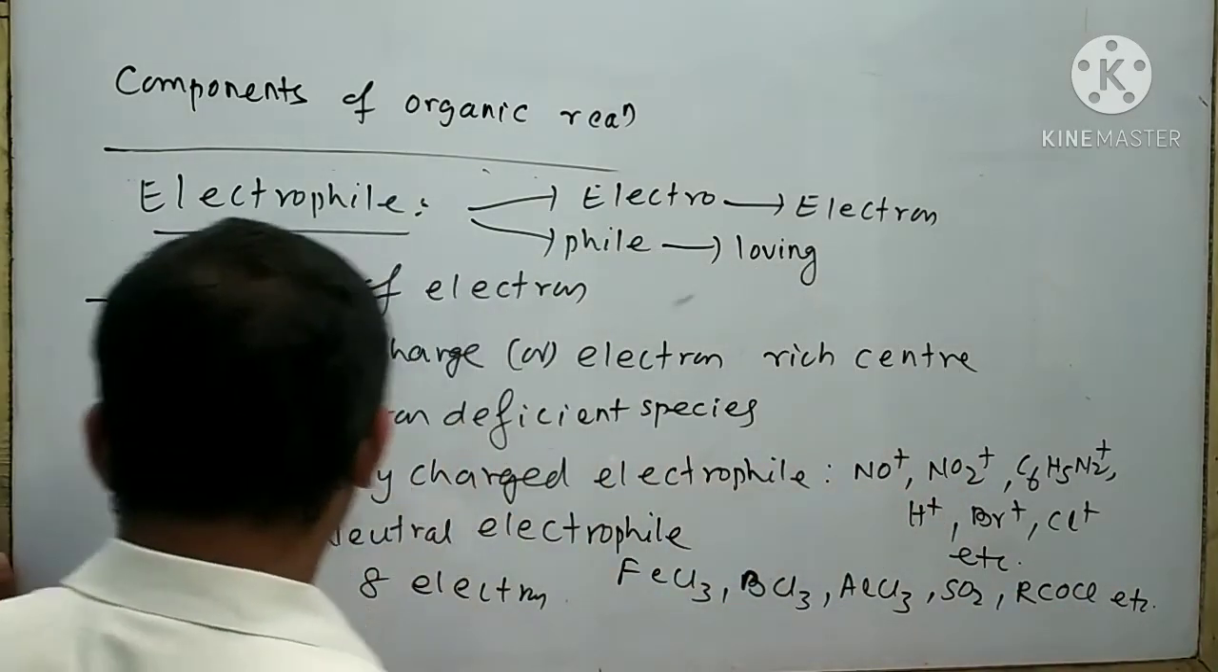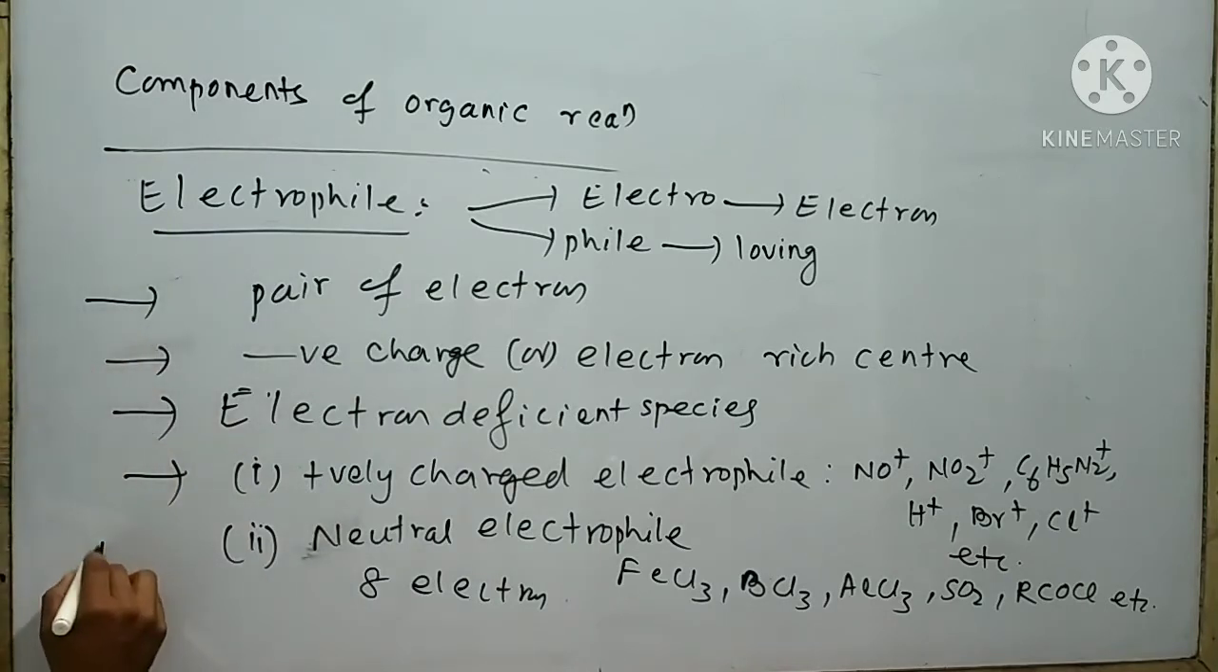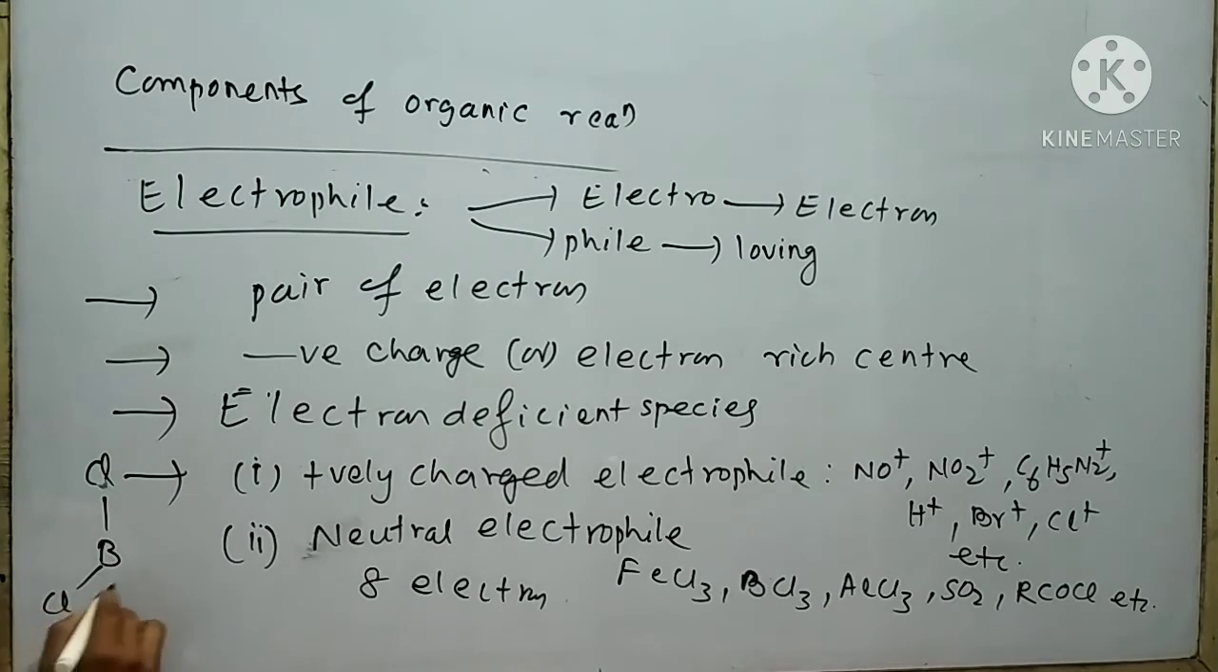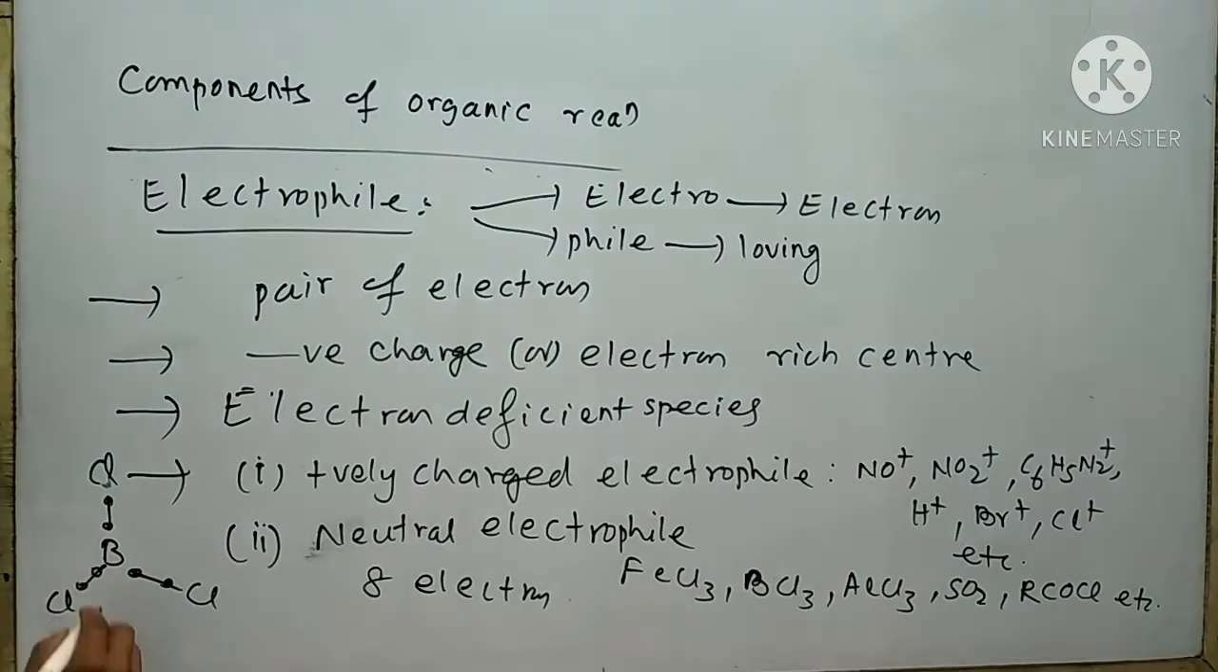If I think about the BCl3 molecule, look at that. This is the structure of the BCl3 molecule. Here the boron atom does not have 8 electrons. Boron has 6 electrons like this, and does not satisfy the octet rule. It has 6 electrons like this.